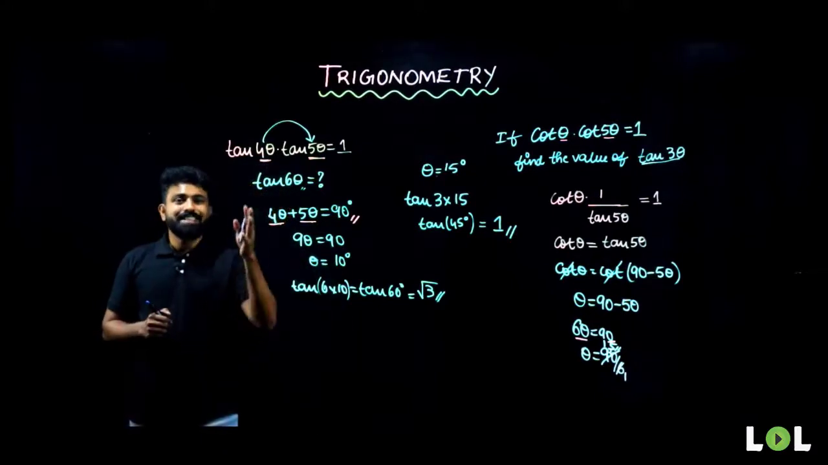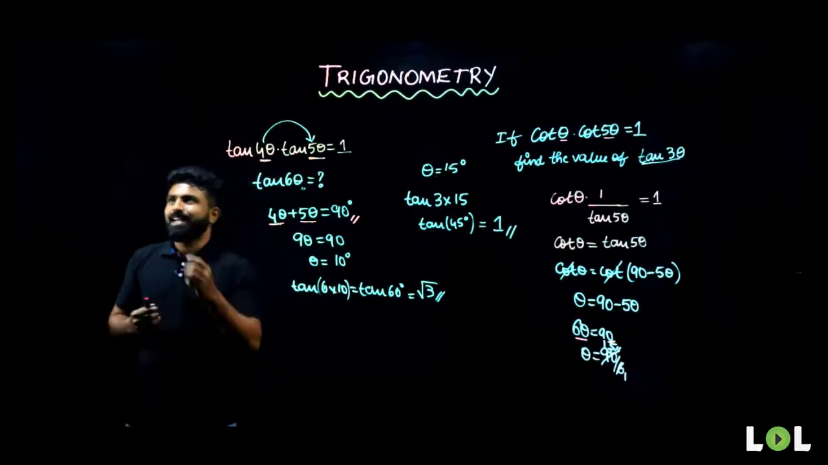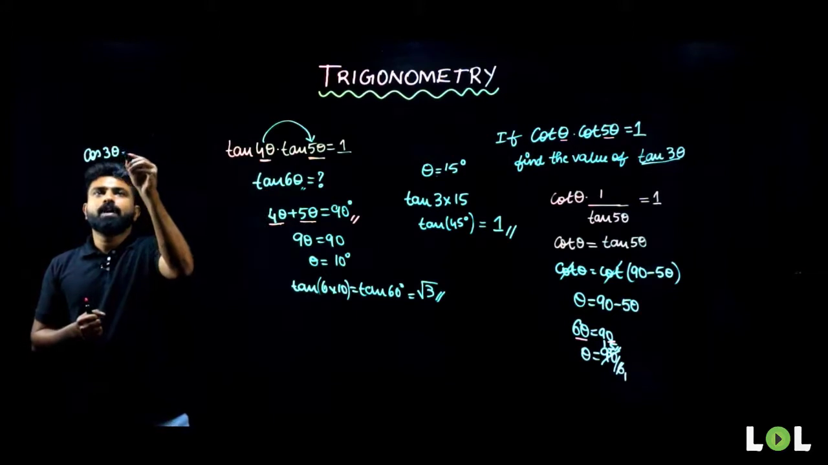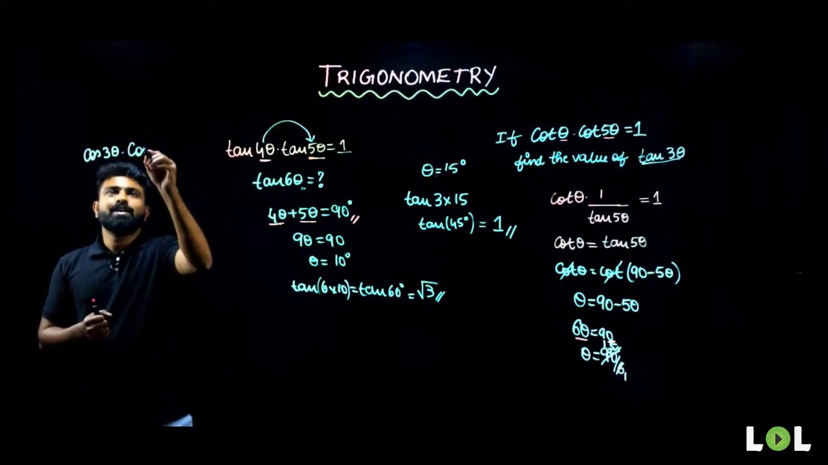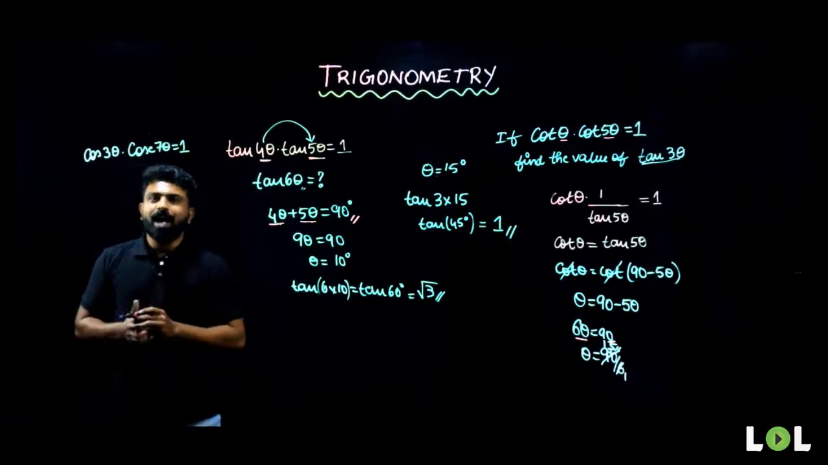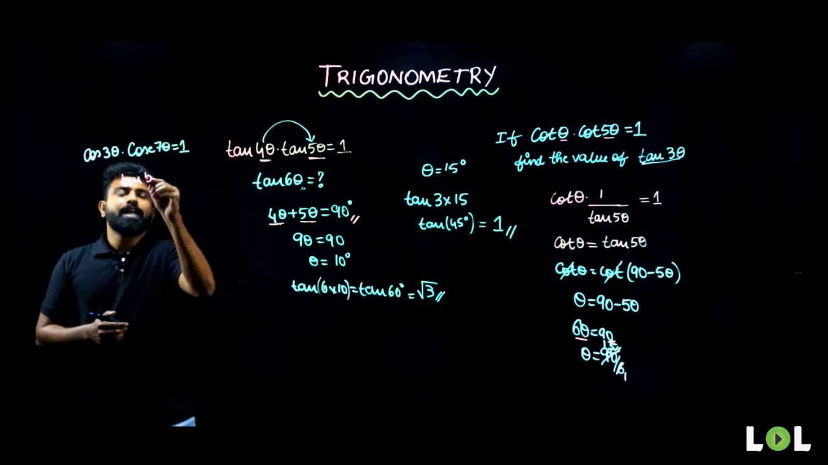Now let us look at a similar question. Not just tan and tan, cot and cot. What if we have a question like this? That is, cos 3 theta into cosecant 7 theta is equal to 1. Now, if they ask us to find the value of tan 5 theta, what will be the answer?